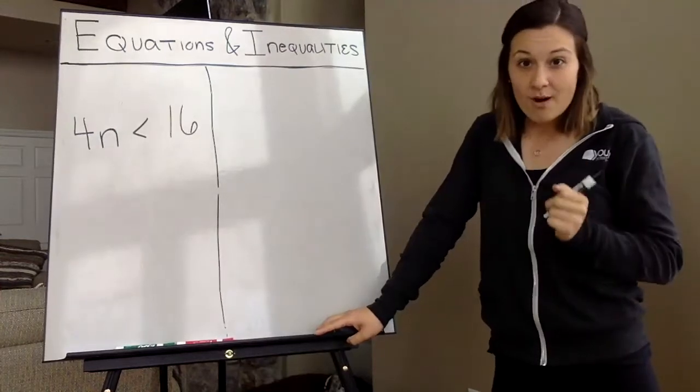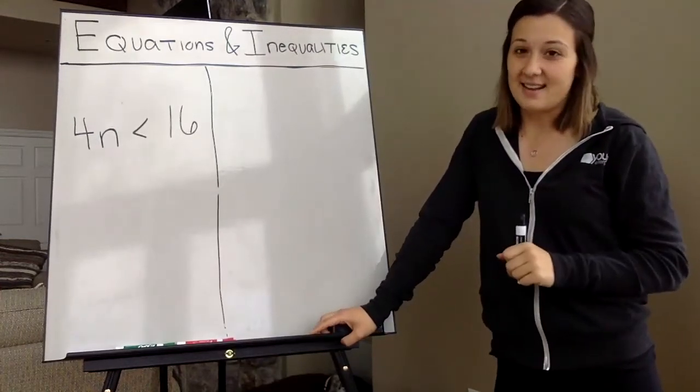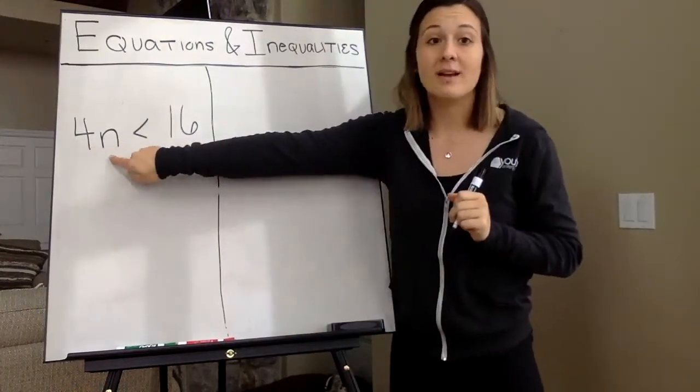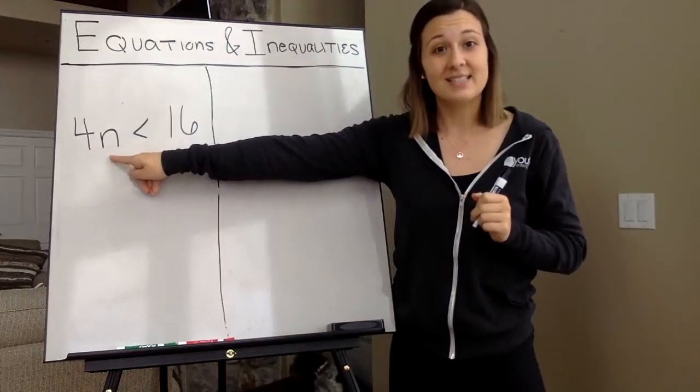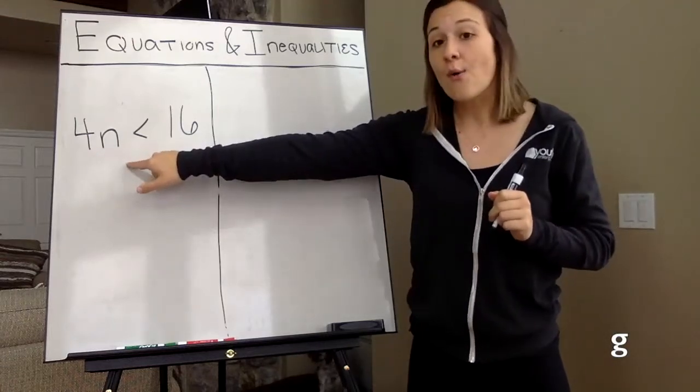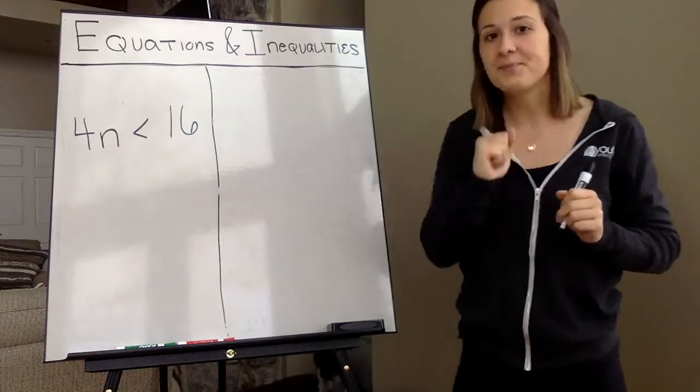Okay, 4n is less than 16. Remember that the operation that's being done between the 4 and the n is multiplication. This technically says 4 times n. A number next to a letter always means multiplication, okay?